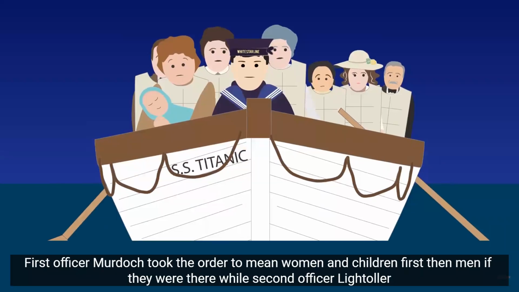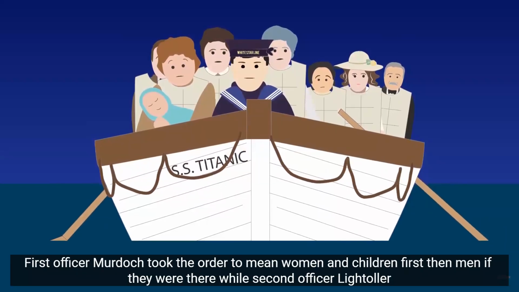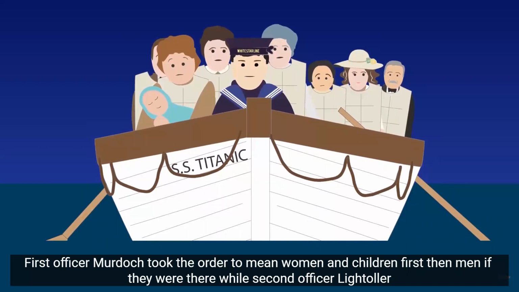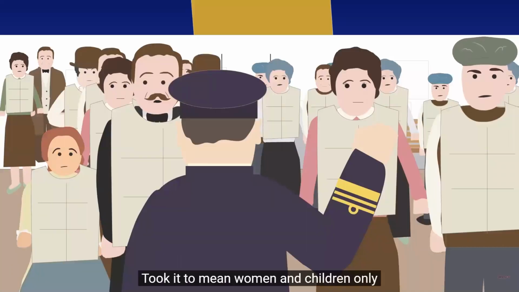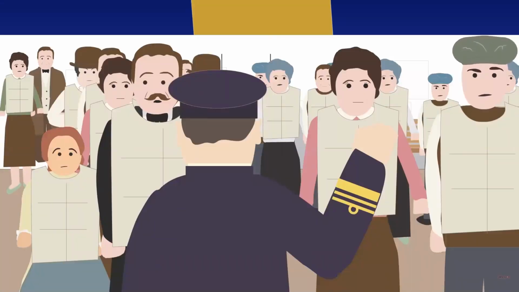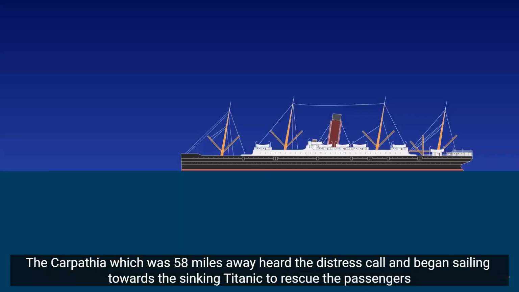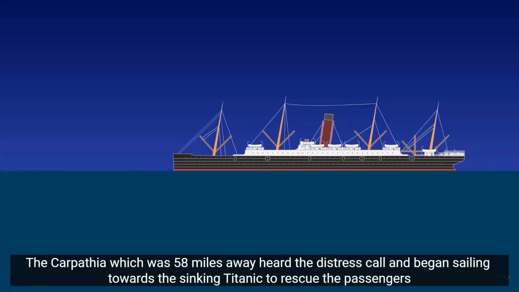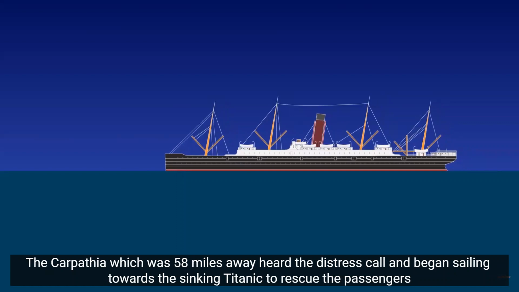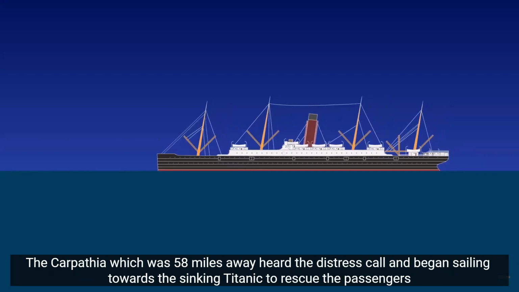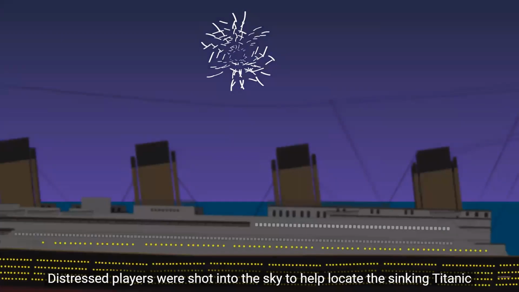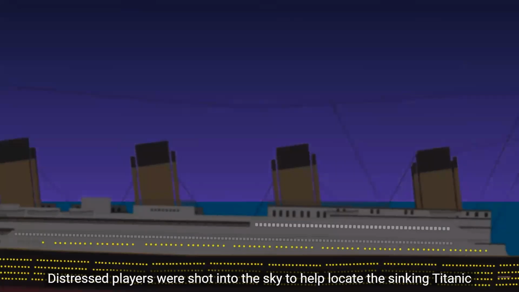First Officer Murdoch took the order to mean women and children first, then men if they were there, while Second Officer Lightoller took it to mean women and children only. The Carpathia, which was 58 miles away, heard the distress call and began sailing towards the sinking Titanic to rescue the passengers. Distress flares were shot into the sky to help locate the sinking Titanic.